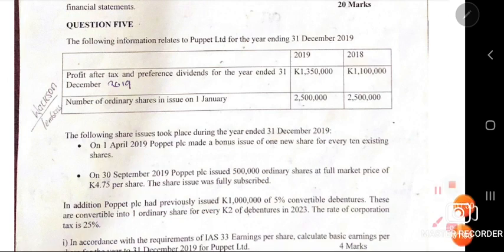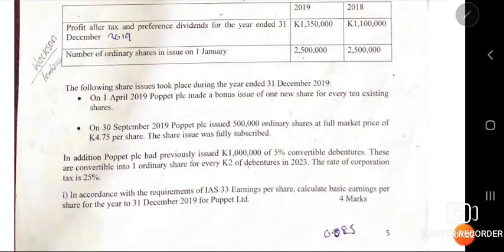So the first part of the question is asking us to calculate the basic earnings per share as of which year? It says 2019, but that's an error, sorry, it's supposed to be 2018. Please make that correction. So we're just calculating the basic as of 2018, the earliest year that has been given to us. That's how it was supposed to be phrased.